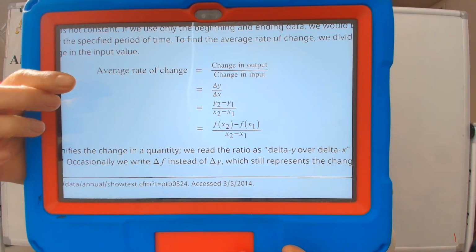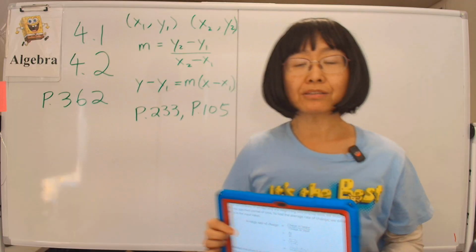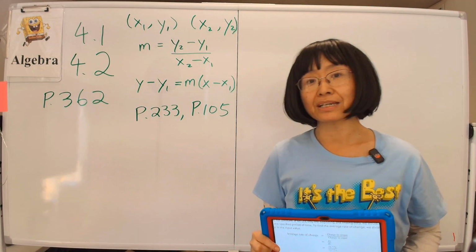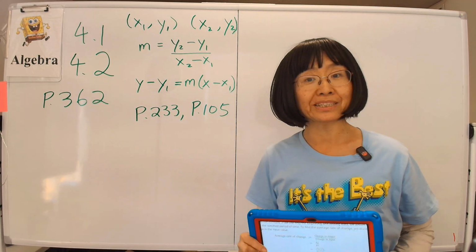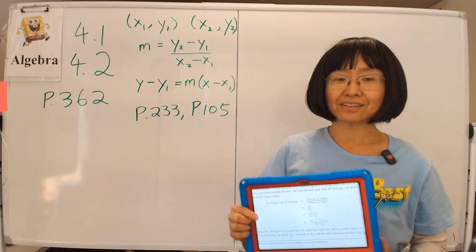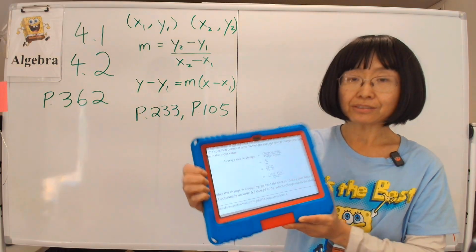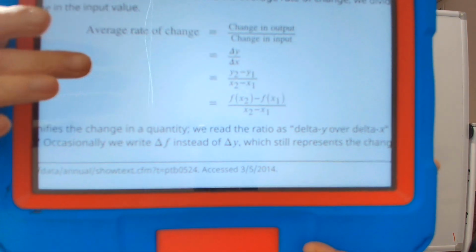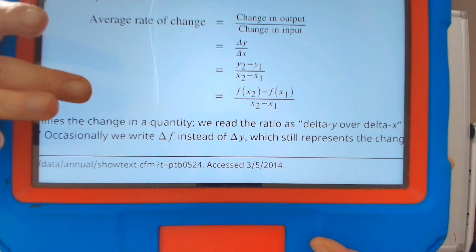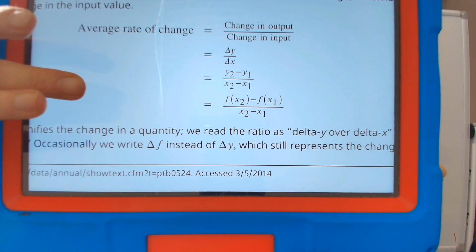That is, what is delta y over delta x? Remember, delta y is one variable. It's like saying Mr. Smith is the name of one guy, not two guys. So delta y is one variable, and delta y means y2 minus y1, whereas delta x means x2 minus x1.